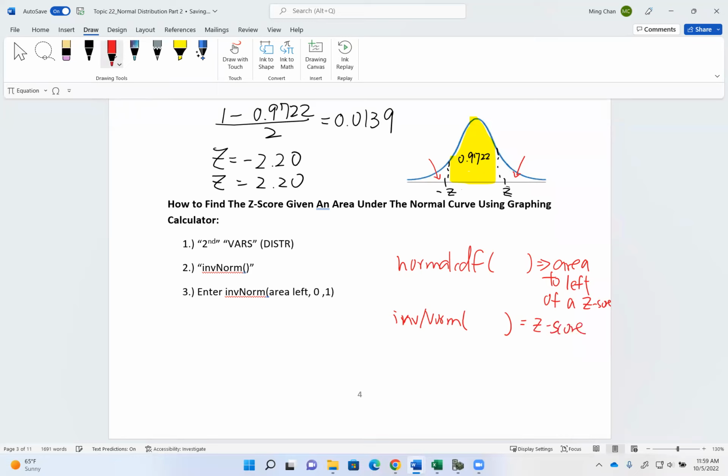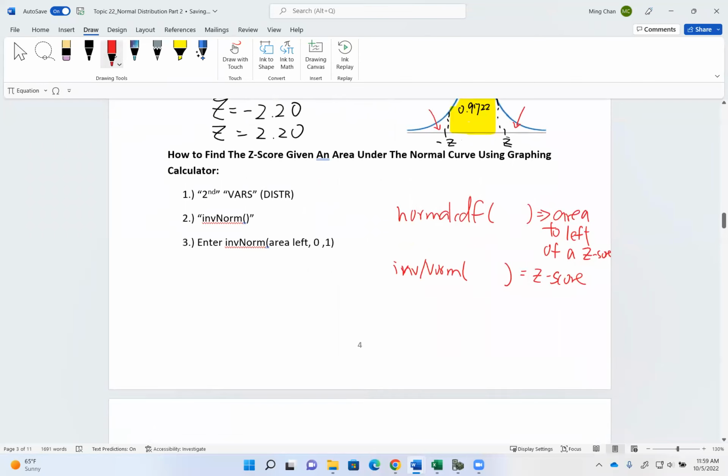Okay. So what we're going to put inside the inverse norm is the area to the left, comma 0, comma 1. 0 is the mean, 1 is the standard deviation. So to find the z-score, you have to use inverse norm. To find the area under the curve, we use normal CDF.